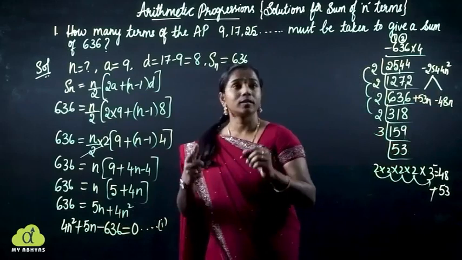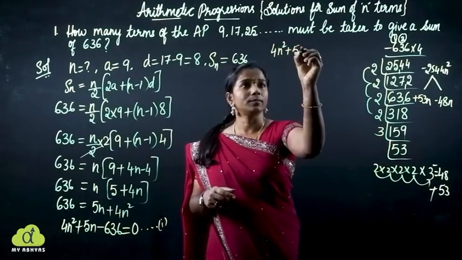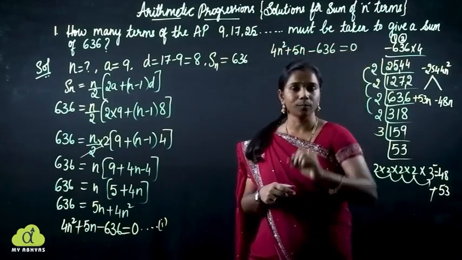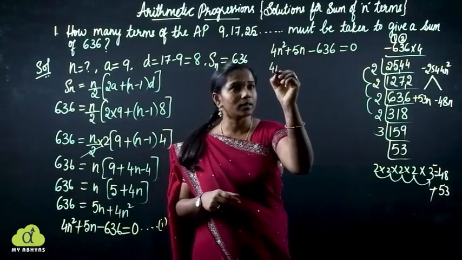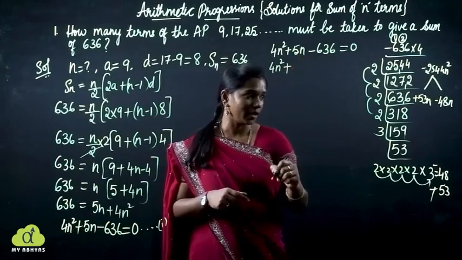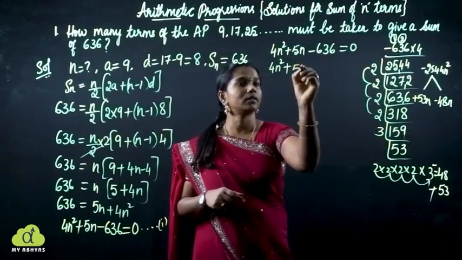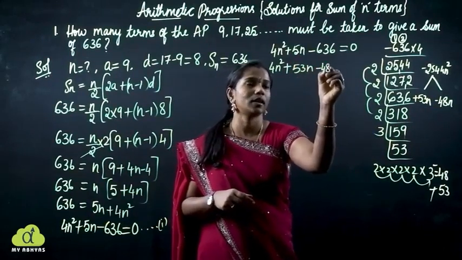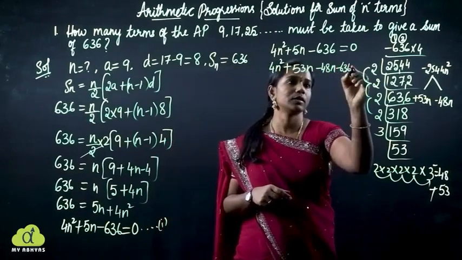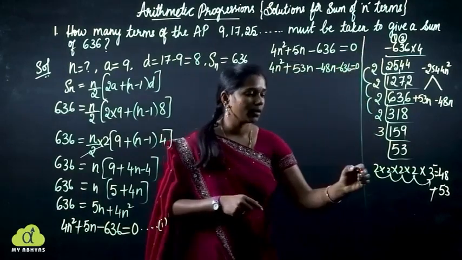Now just rewrite this equation again. It is 4n square plus 5n minus 636 which is equal to 0, and just write 4n square as it is. In place of 5n we are rewriting it as 53n minus 48n. It is 53n minus 48n. Next 636 as it is, which is equal to 0, and these are all in column. Clear?